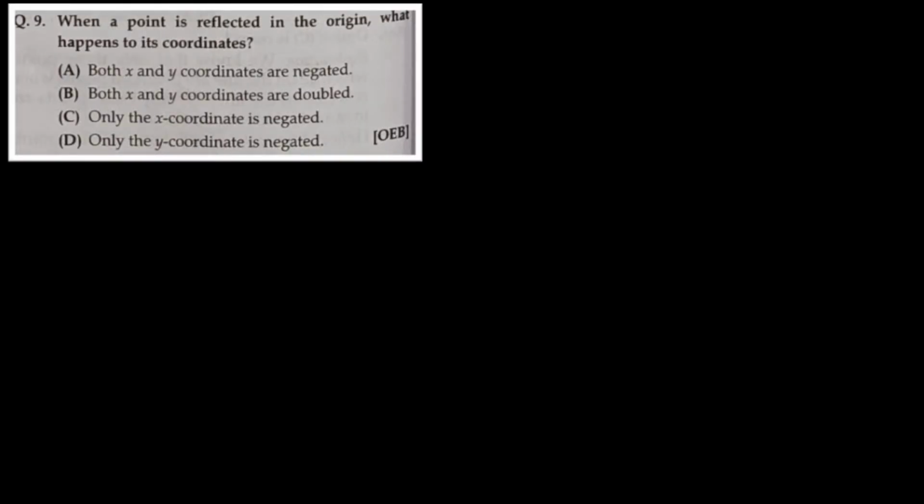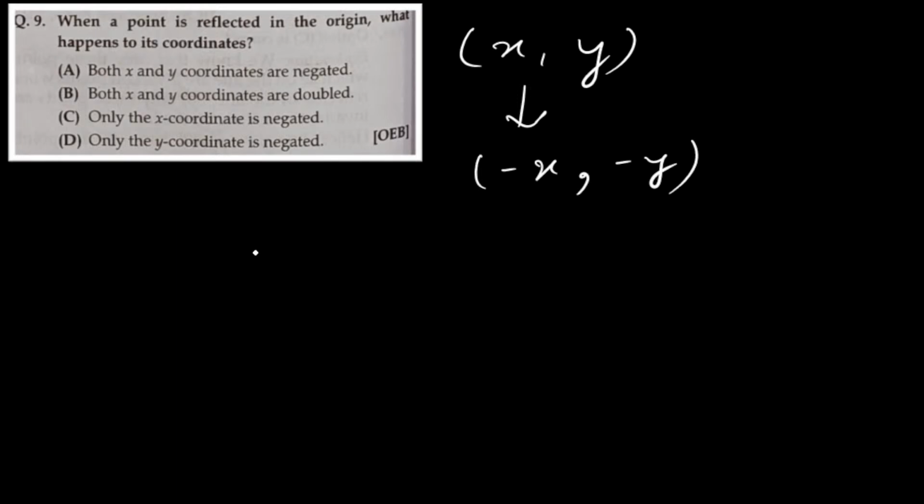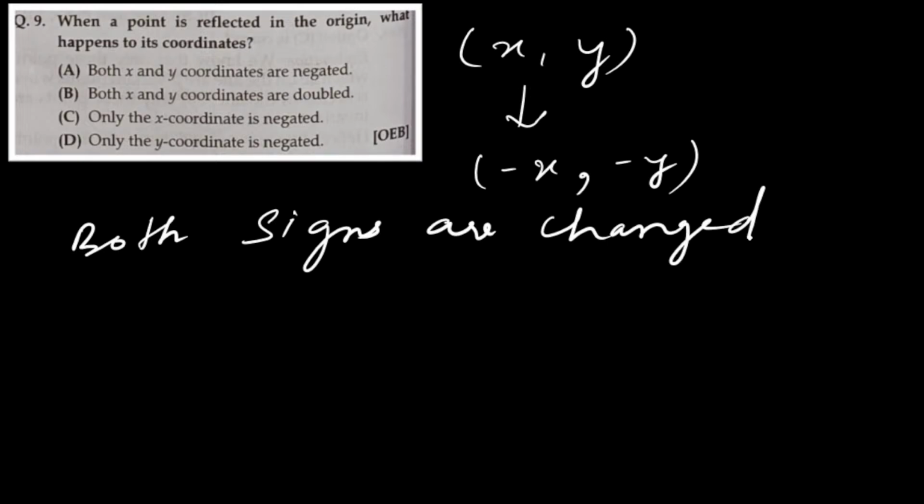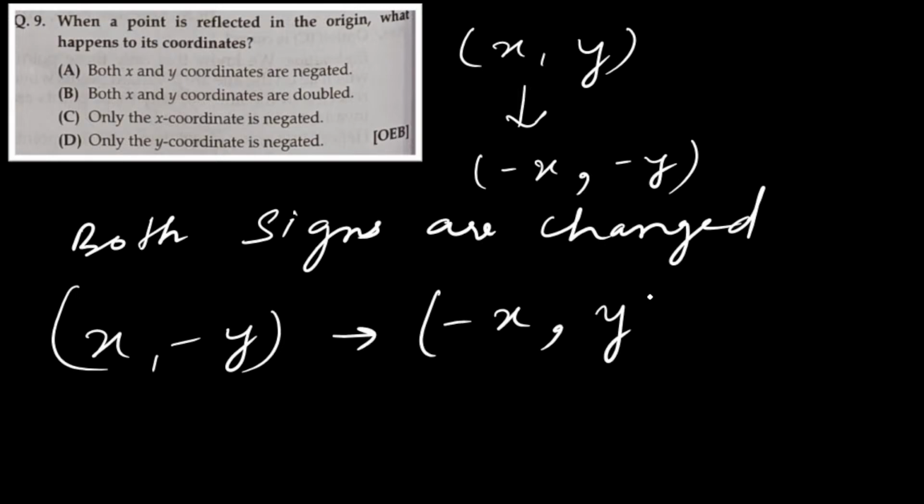Let's see the next one. When a point is reflected in the origin, what happens to its coordinates? For the origin, I have told you that both the signs will change. If x is there, then x will change to -x and y will change to -y. So both signs are changed. Positive to negative, and if negative is there, it will change to positive. So -y will change to y. Let's see the options.